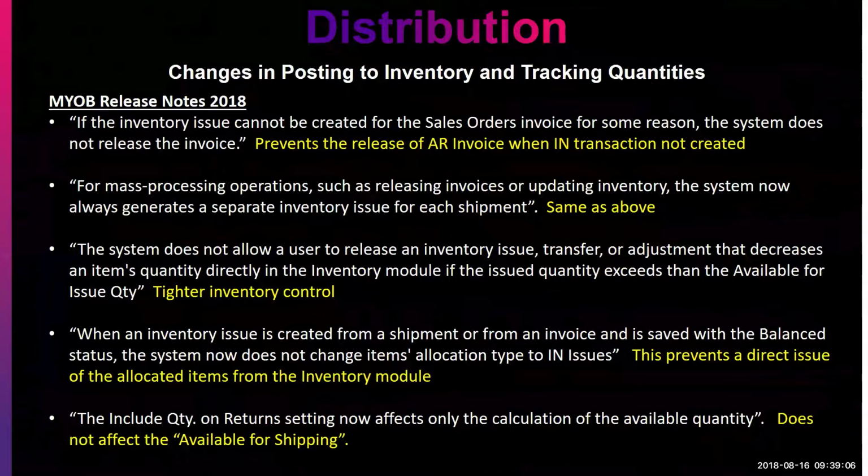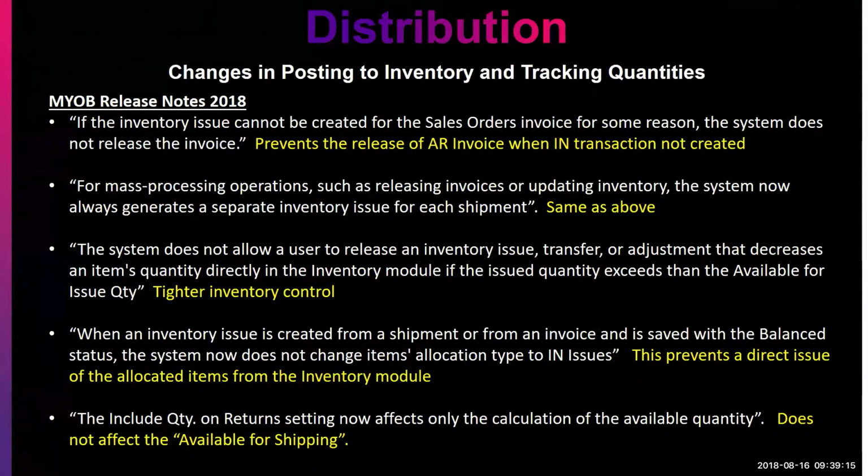And the last one is the include quantity on return setting now affects only the calculation of the available quantity. Previously, if you did some returns, then the available for shipping actually increased when in actual fact that quantity on returns hadn't been fully processed, and it could mess up your view of what you have available for shipping. It's a little bit complex. We could probably spend half an hour just going over this one topic, but it's all covered in the release notes. I've just taken small bits out of this, and it's mainly what happens in the background.